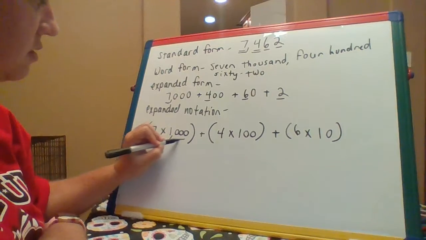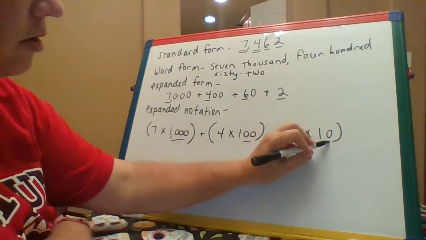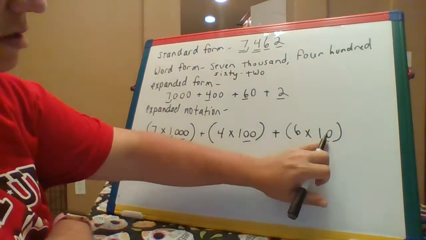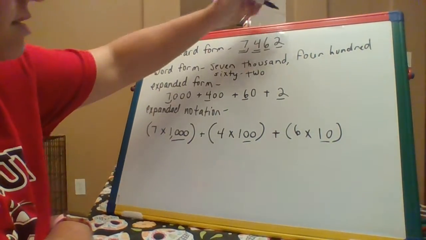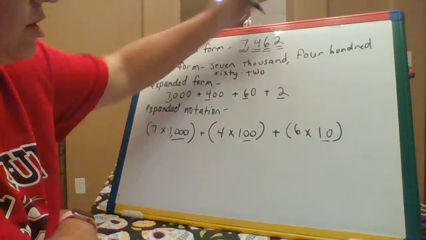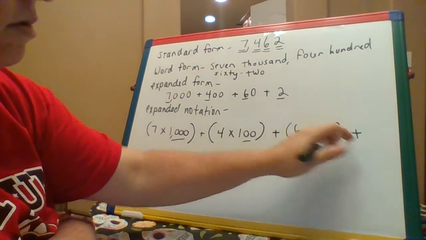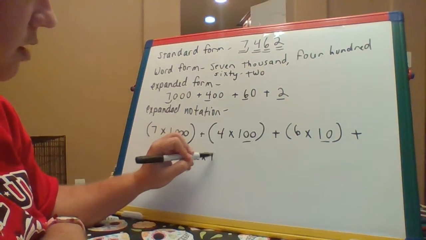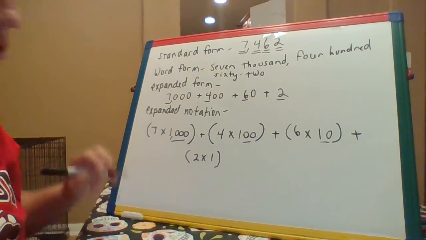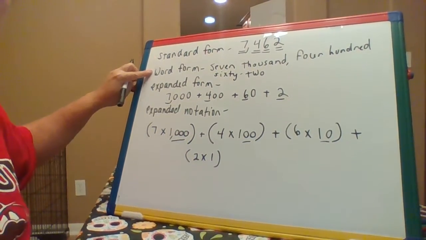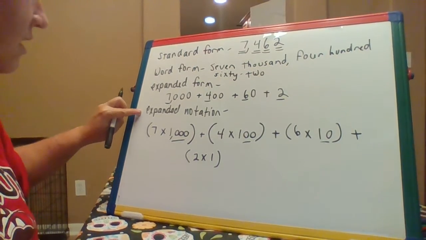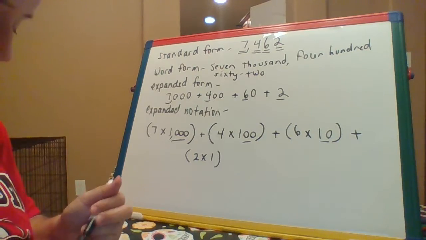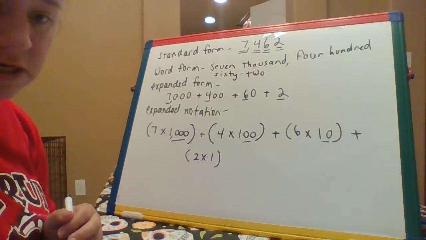Notice the place always goes at the end. Thousands place, hundreds place, tens place. Next digit, we did the 6, next digit is the 2, so plus 2 times 1. Okay, so you have standard form, word form, expanded form, expanded notation. You need to know all 4 of these forms. All right, we're going to pause there.